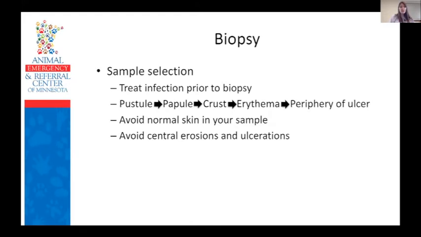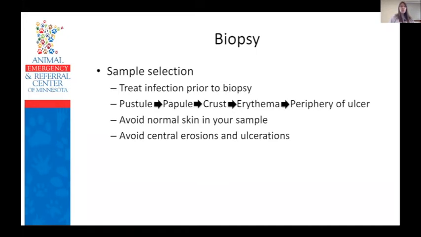Then comes the papule. Obviously it doesn't have the actual purulent material in there, but it can still be very diagnostic. Then I'll do the crust, and you want the actual crust as part of your sample. So if you have an epidermal collarette type of lesion, you're going to want to get that periphery. You're not going to want to get the center.